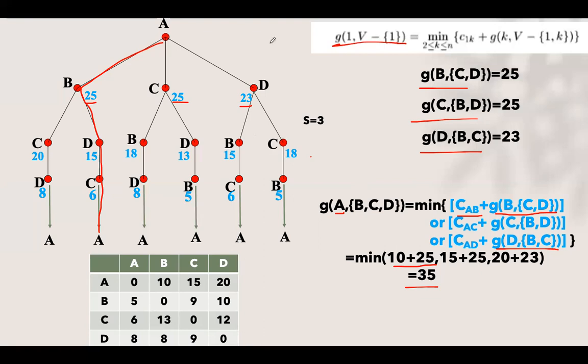Okay, so this is the traveling salesman problem. All of you, once again go through this video and practice the problem. There is a lab program on this as well, and we'll go through the same approach there also.